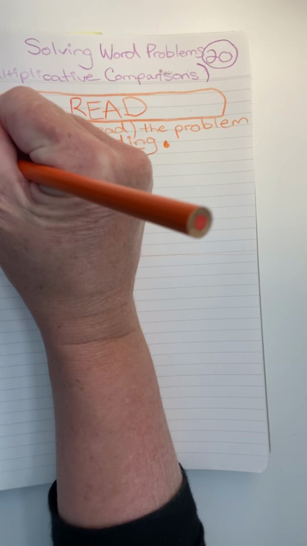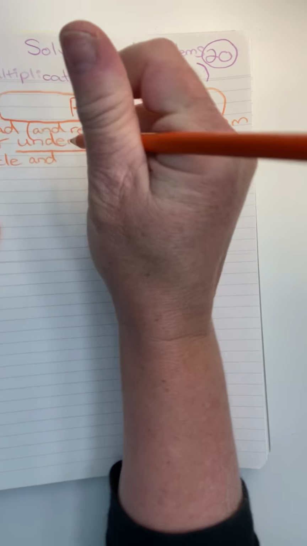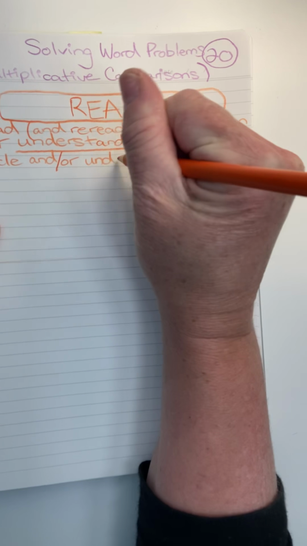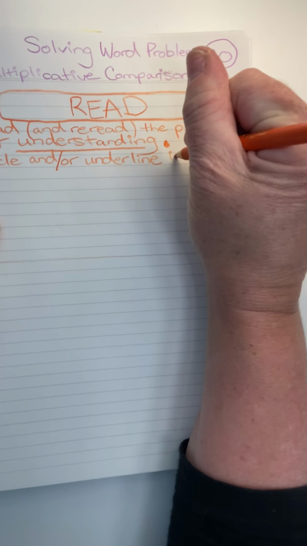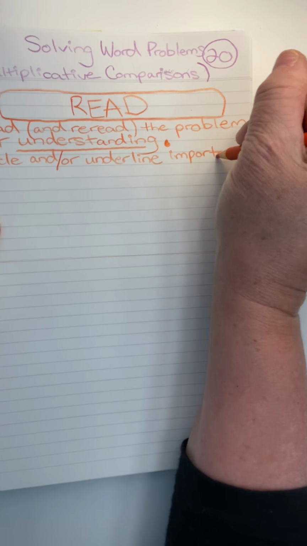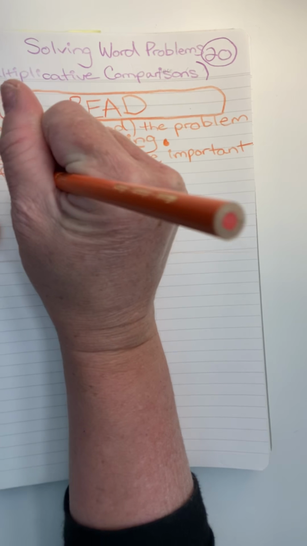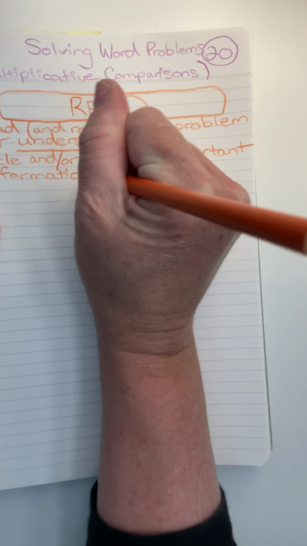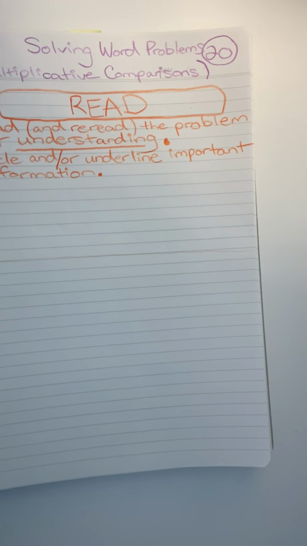And we're going to say circle and or underline important information. Okay, that's step 1. If you need to pause to write this down in your notes, go ahead and do that now. And we're going to change colors and get ready for step 2.